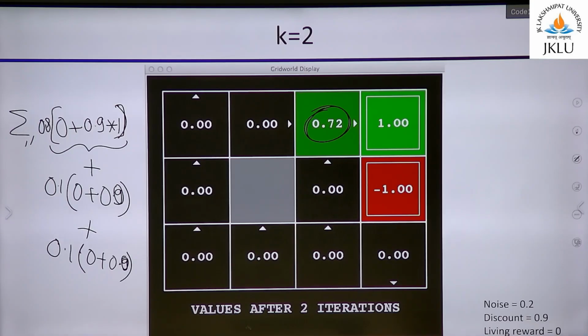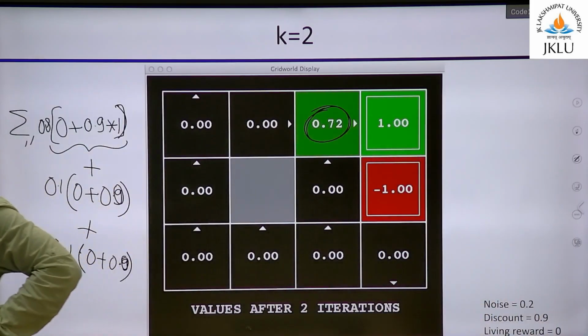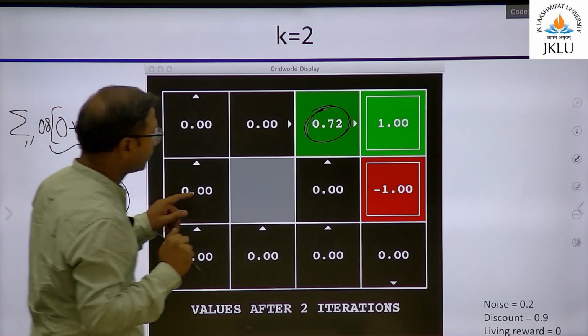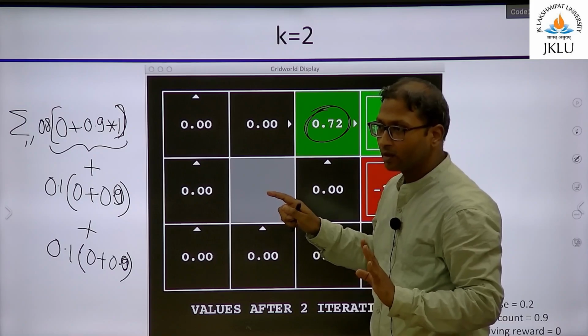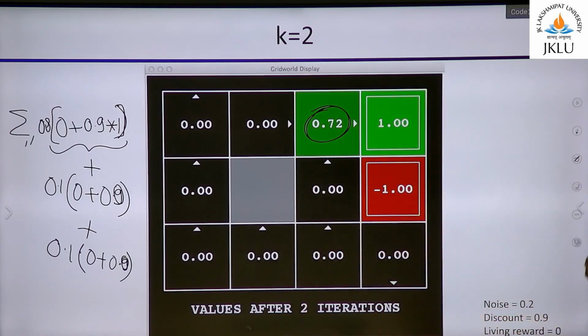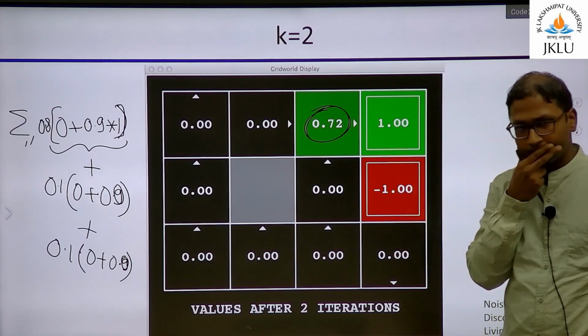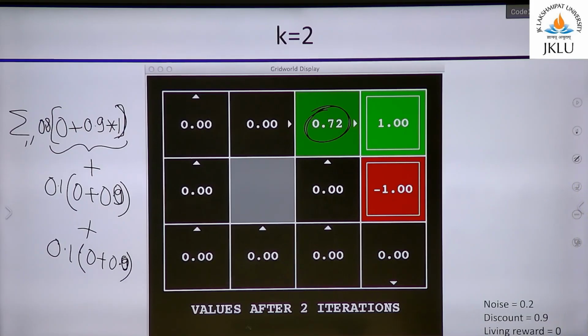So this should be the Q star value, 0.7. So this is my Q star. What will be V star? The maximum of this. For example, the values written in the boxes, 0.0, 0.7, 1, minus 1, these are all my V star, right? These are V star, and the discount is 0.9. And what is R? Living reward is 0 for all states. So no matter from where I travel, how much I travel, R is 0.